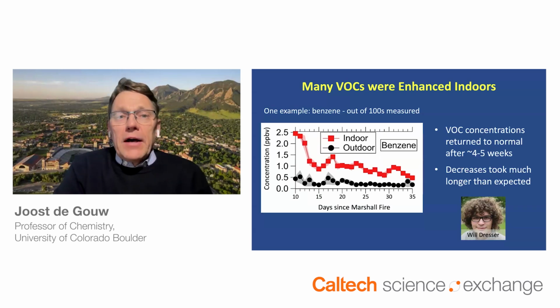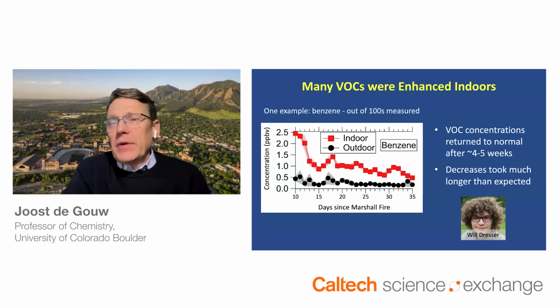Well, people's noses weren't lying. What we saw with our mass spectrometers was that VOCs indoors were enhanced. So here is one example. It's benzene. We measured hundreds of compounds more. We picked benzene because it is an air toxic.